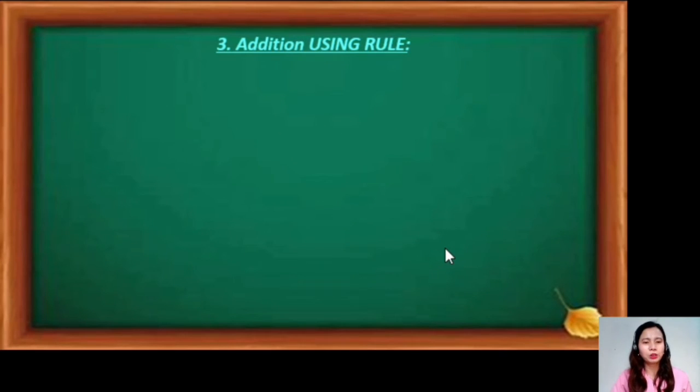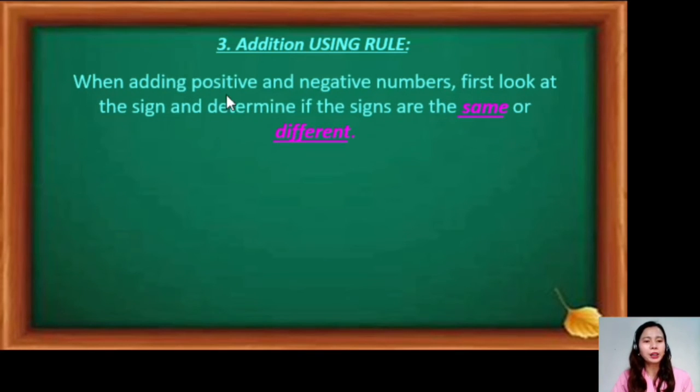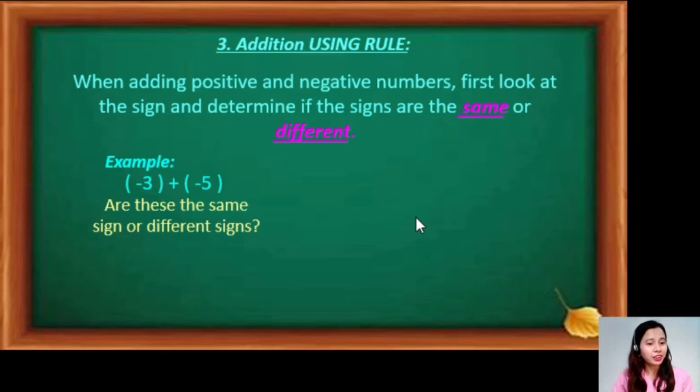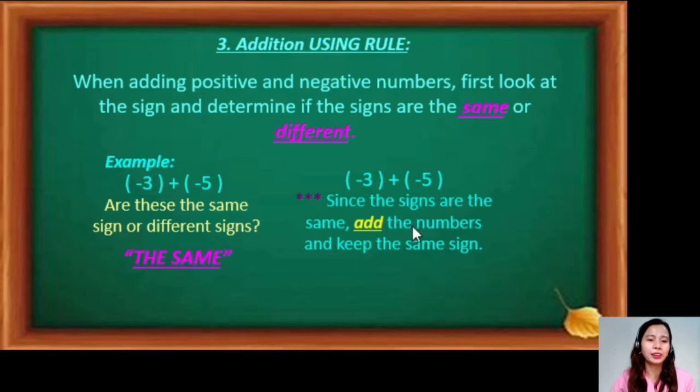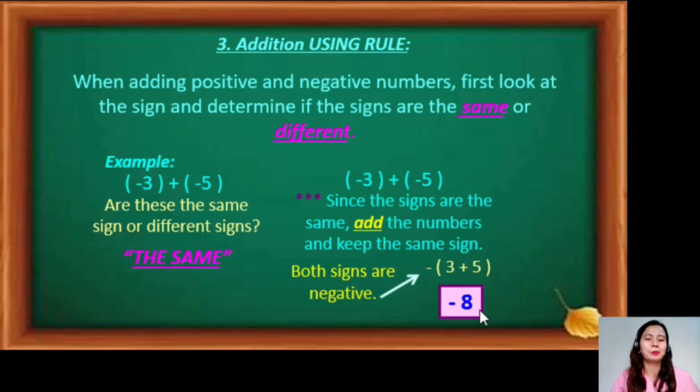This time, let us use the rule in addition of integers. When adding positive and negative numbers, first look at the sign and determine if the signs are the same or different. Let's have this example. Negative 3 plus negative 5. Are these the same sign or different signs? Okay, very good. The same. Since the signs are the same, it means we will add.